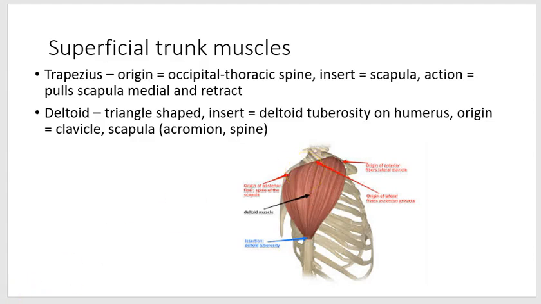And when you raise your arm, you are using your deltoid. So when you're doing abduction, you are raising this bone away from the body. You're using your deltoid here.